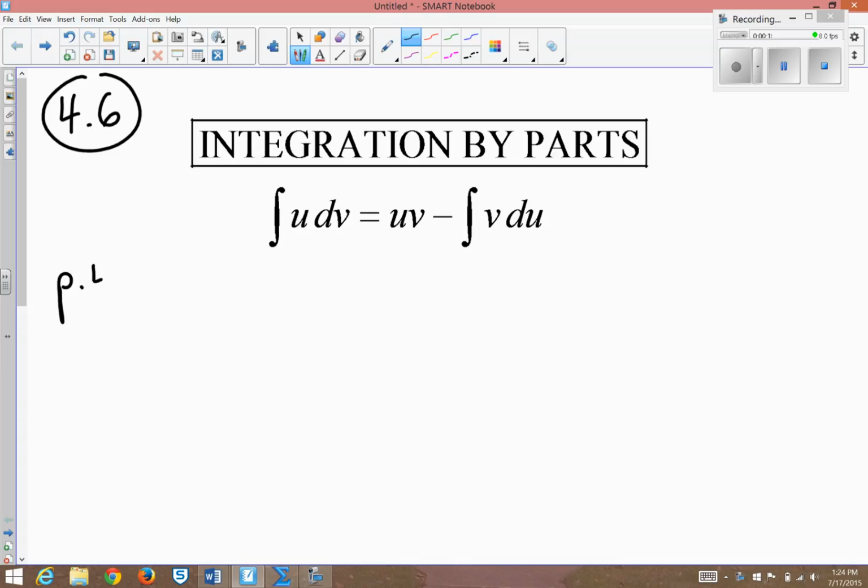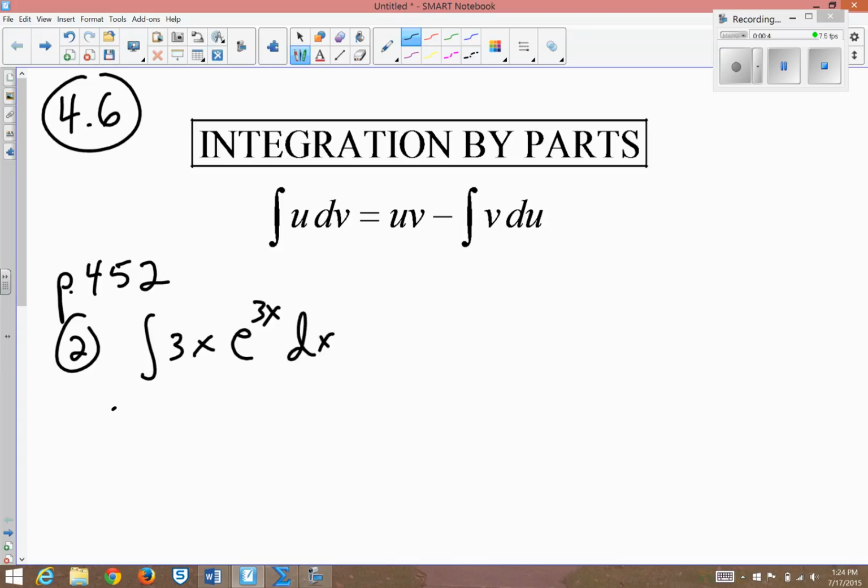On page 452, exercise 2, the integral of 3x e to the 3x dx. We take this 3 that's multiplied and move it to the left of the integral sign.